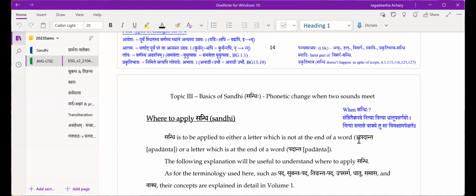In both the cases, there is a visarga sandhi, visarga becoming okara. So if you are pausing, then you don't make the sandhi. If you are not pausing, going continuously for the next quarter, then you make the sandhi. That is where visarga becomes O because of the visarga sandhi.